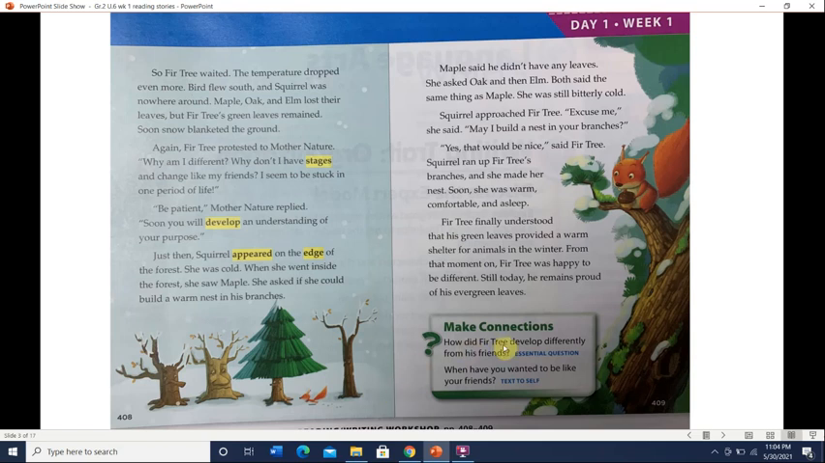It says, how did Fir Tree develop differently from his friends? If I ask you, how is Fir Tree different from his friends, Maple, Oak, and Elm Tree? If you think about it, it's the only tree that didn't change its leaves throughout the seasons, right? Why? Now at the end of the story we know why. Because this tree provides shelter for animals to keep warm in the cold weather.